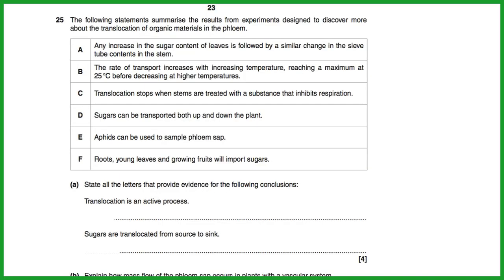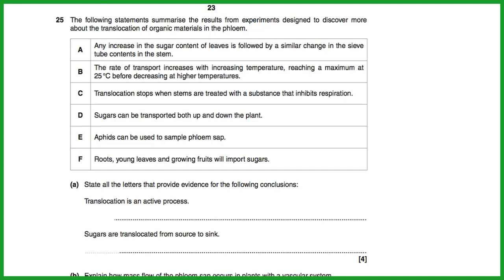So the following statements summarise the results from experiments designed to discover more about the translocation of organic materials in the phloem. Any increase in sugar content of the leaves is followed by a similar change in the sieve tube contents. The rate of transport increases with increasing temperature, reaching a maximum of 25 degrees before decreasing at higher temperatures.